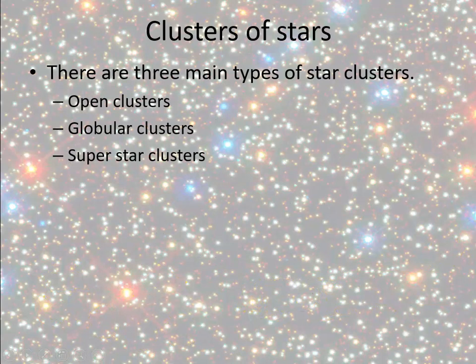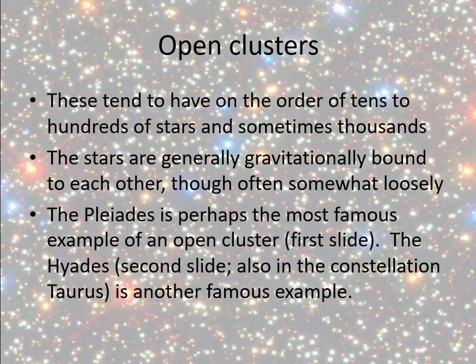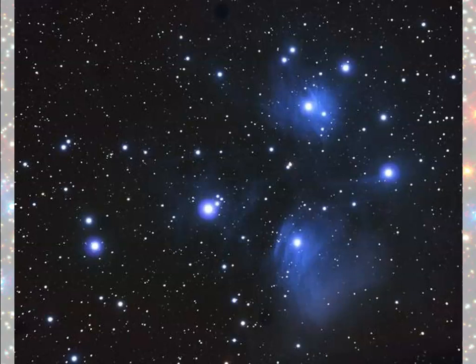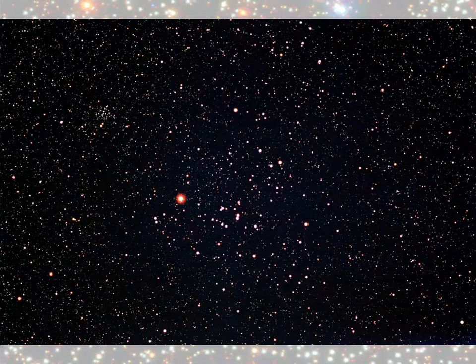Now, stars also form clusters, and clusters can be quite massive. First of all, there are open clusters. Open clusters tend to be relatively young. The Pleiades is perhaps the most famous example of an open cluster. The Hyades is also an open cluster. So is the Beehive cluster. All of these have been on our constellation quizzes.